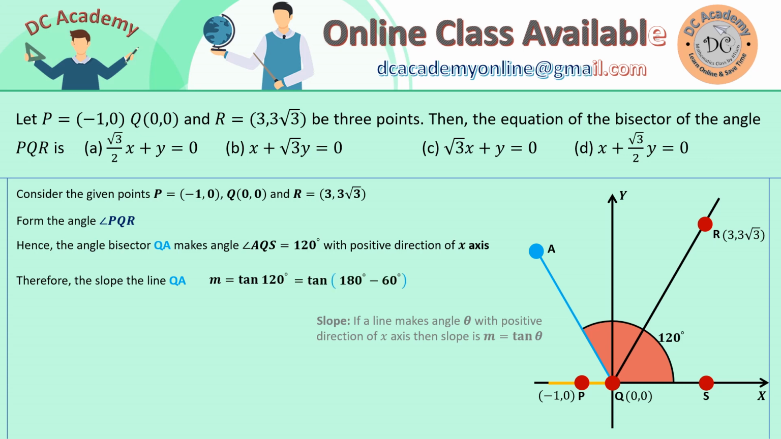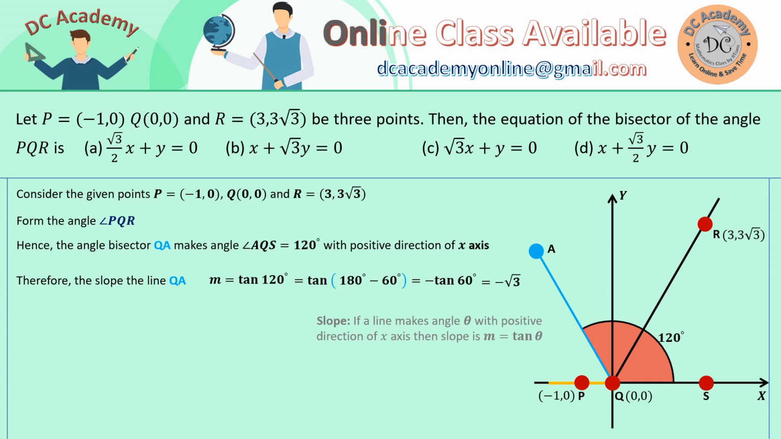Now tan 120 degree can be written as tan of 180 minus 60 degree. So it will be minus tan 60, because this angle lies in the second quadrant, and in the second quadrant the tan value is negative. So therefore it's minus root 3. So we obtain the slope of the line QA as minus root 3. Hence we can find out the equation now.